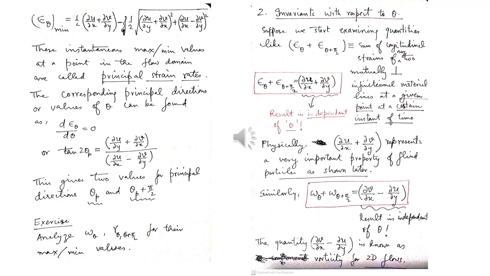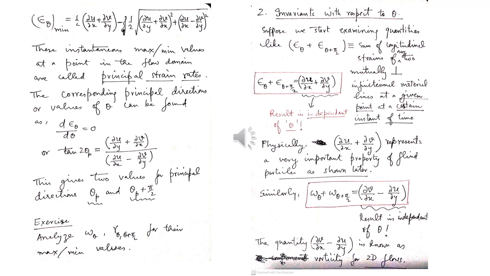Okay. Now suppose we start examining quantities like epsilon theta plus epsilon theta plus pi by 2. What do we mean? We are basically adding longitudinal strains of any two mutually perpendicular infinitesimal material lines at a given point at a certain instant of time.